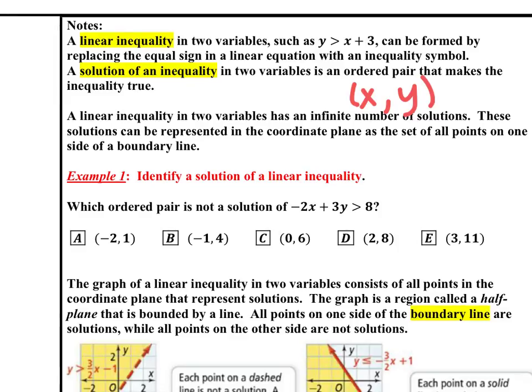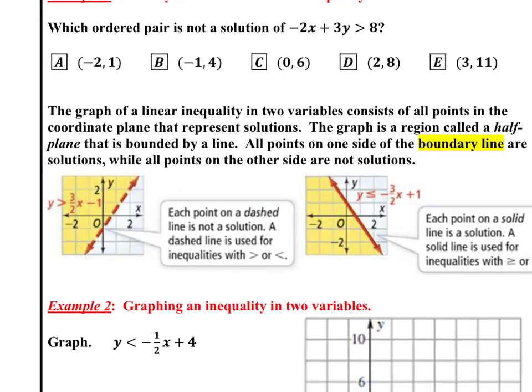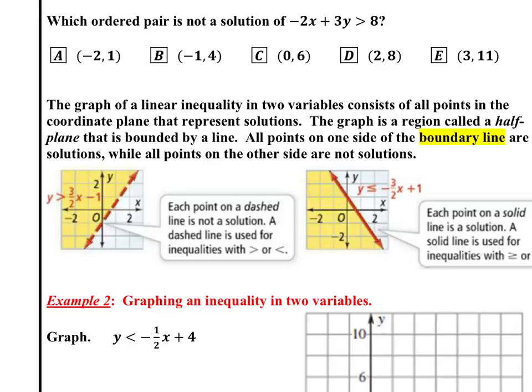A linear inequality in 2 variables has an infinite number of solutions because there are lots and lots and lots of things that work. This will make more sense. So let's first look at which ordered pair is not a solution of negative 2x plus 3y is greater than 8. So what we would do is take those ordered pairs and plug them in.